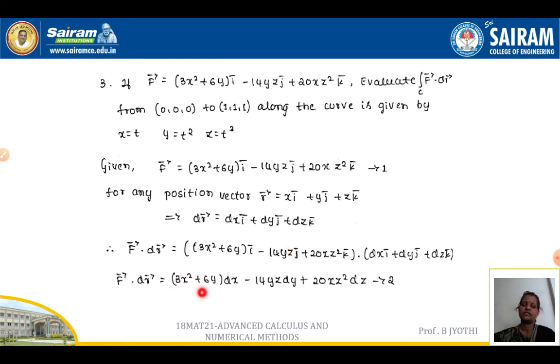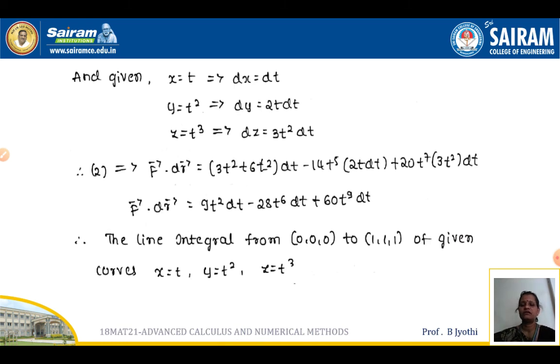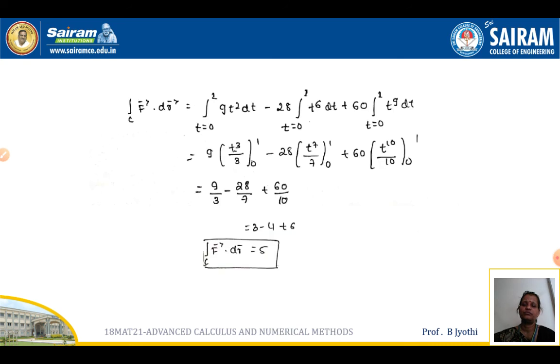So before that we need to find out what is F dot dr, that we have found here. So F dot dr is equal to (3x square plus 6y) dx minus 14yz dy plus this. And before going for the integration, we need to substitute everything in terms of t, that is x is t, y is t square, and z is t cube, and correspondingly we need to obtain dx, dy and dz also. So that we have done. So F dot dr is given by this one, and the line integral from 0, 0, 0 to 1, 1, 1 of this one corresponds to x equals t, y equals t square, and z equals t cube.